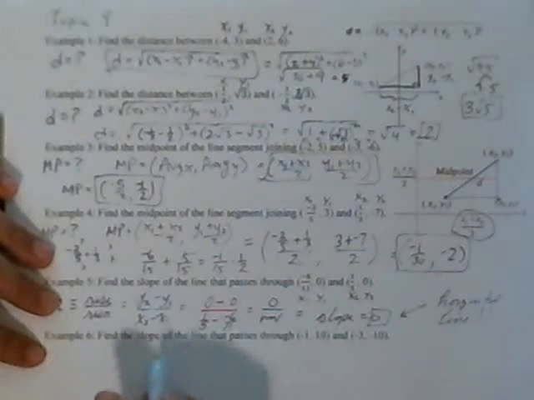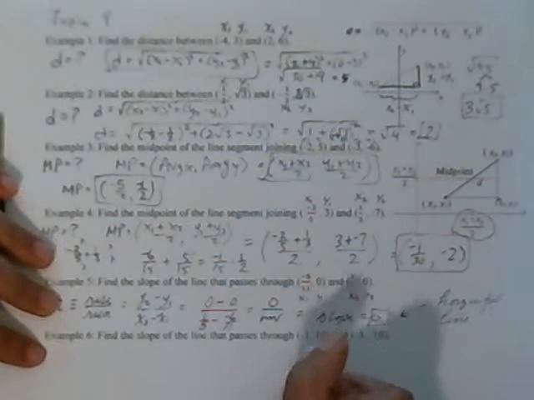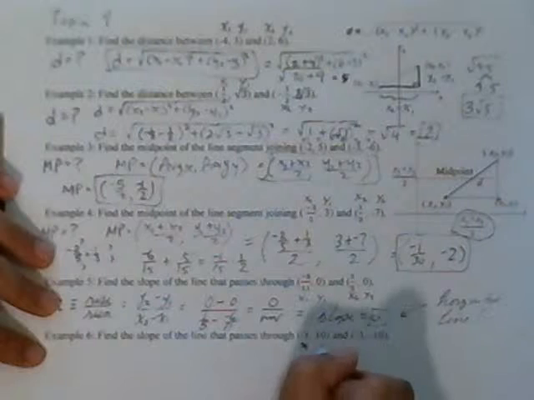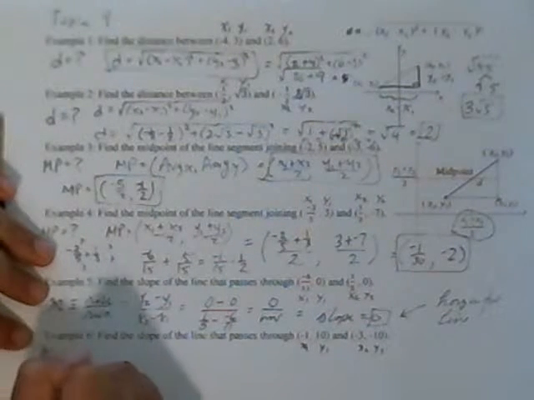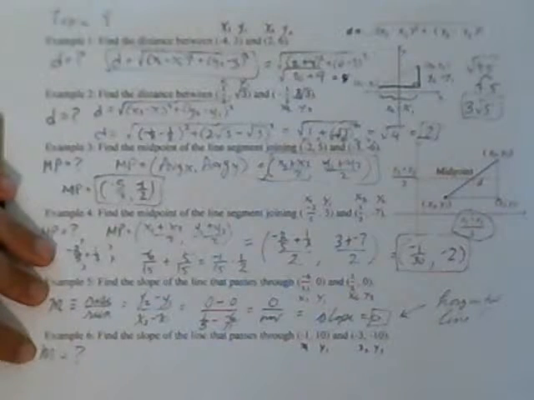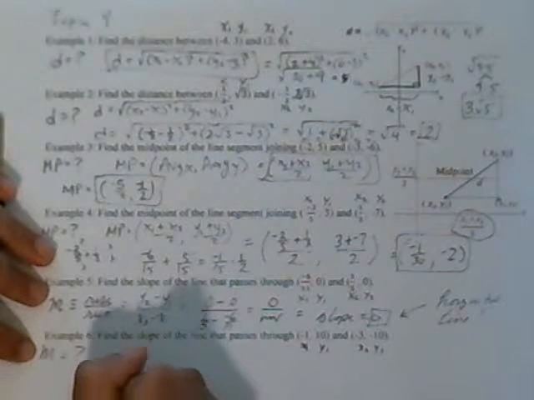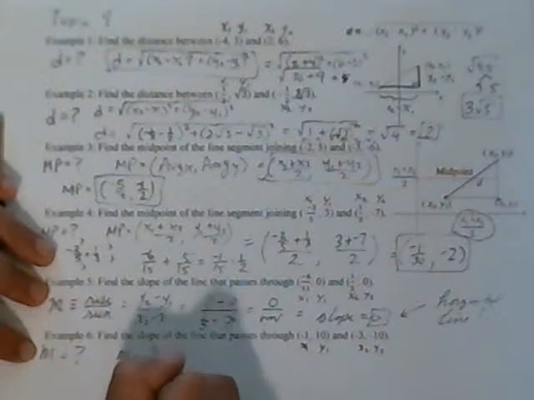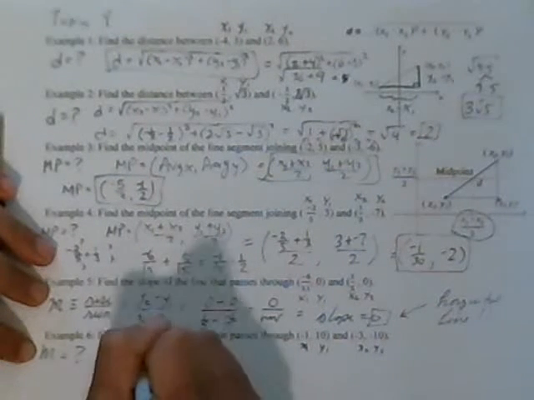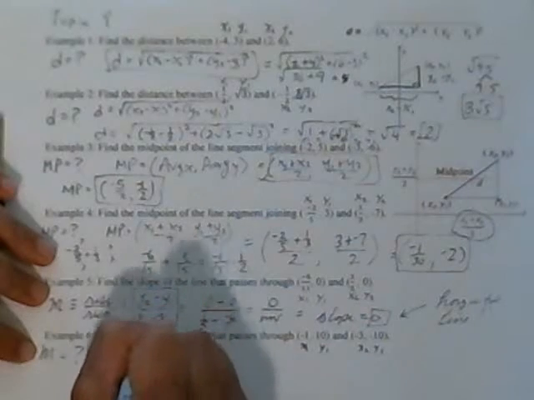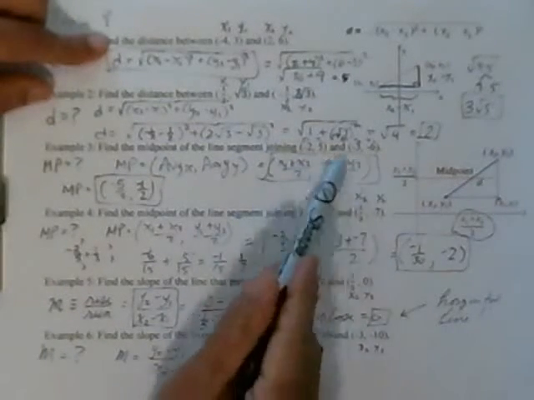The last question I'm going to be doing is find the slope of the line that passes through these 2 points, x1, y1, x2, y2. I'm looking for the slope. So there it is. Slope is equal to y2 minus y1 over x2 minus x1. Box your equations that you have to memorize. So you have to memorize the distance formula, the midpoint formula, and the slope formula.